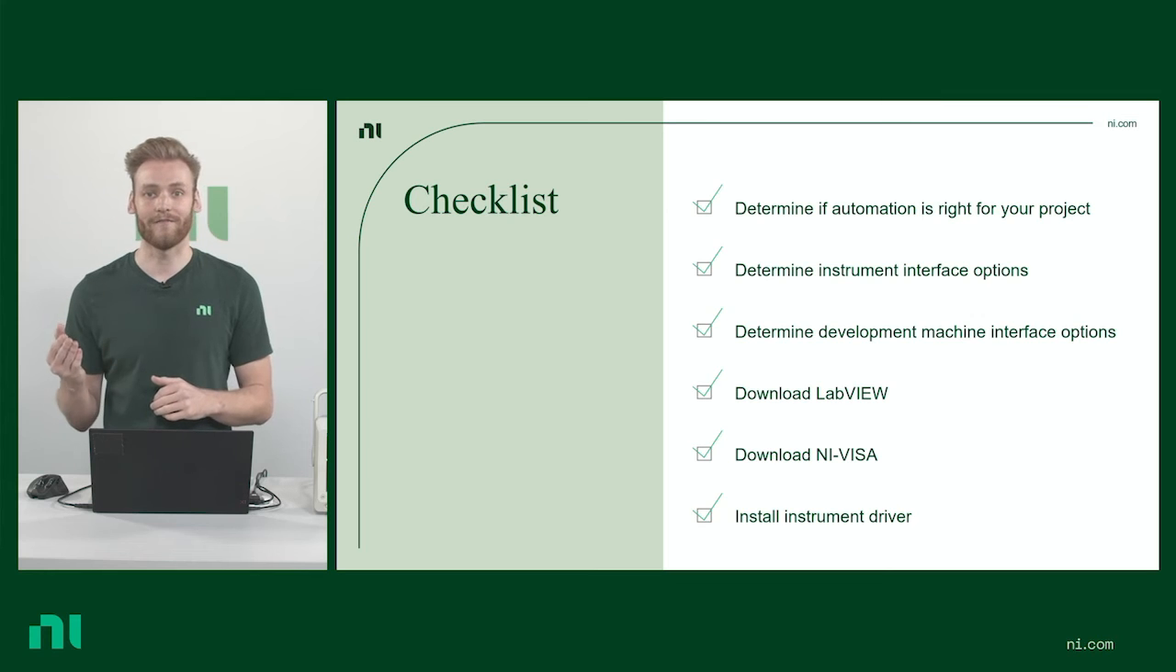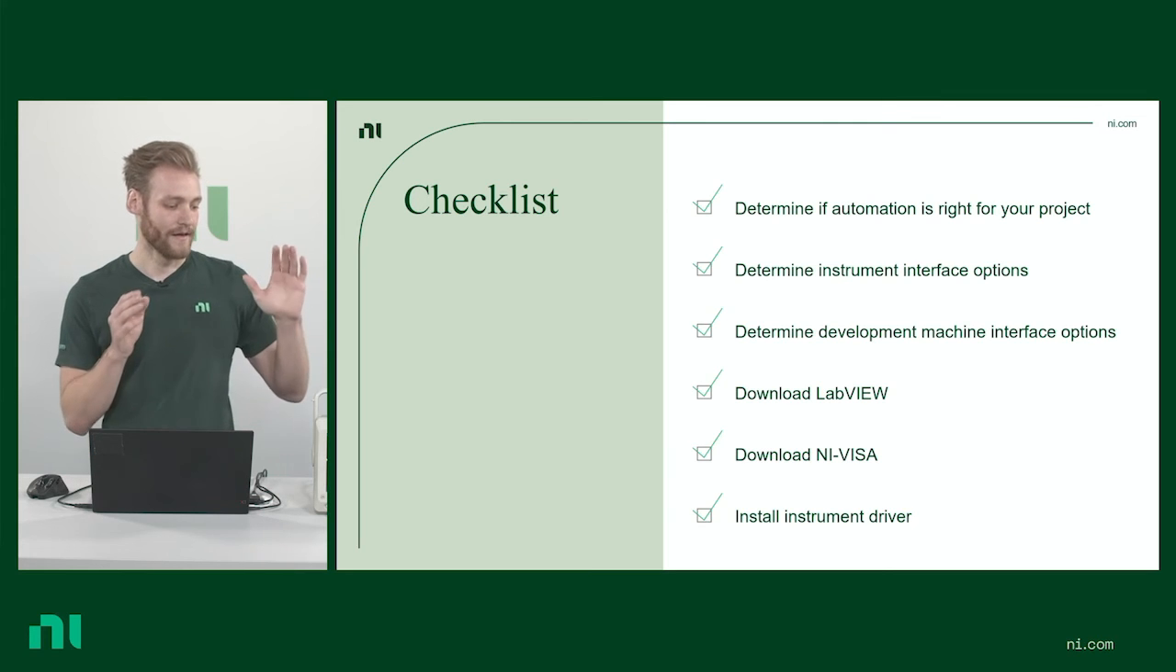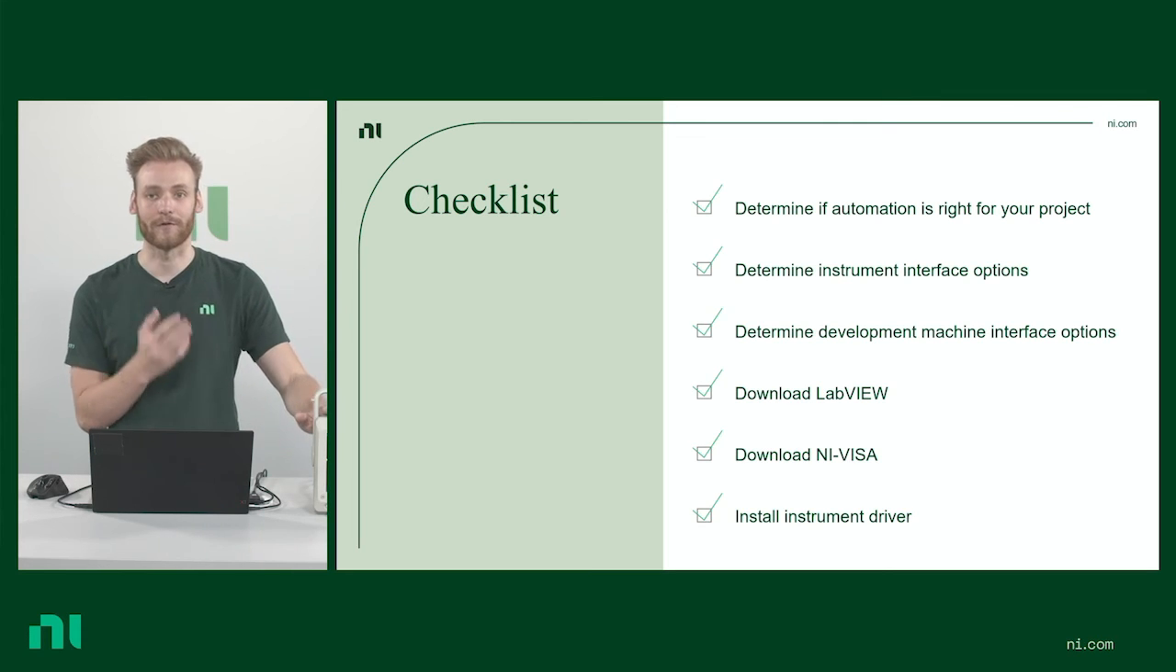So first off, like I mentioned before, you actually need to determine that automation is going to be right for your project. Not every application needs to be automated. There's a lot of situations where manual will work just fine. So first determine that. Then next you're going to have to determine how you're able to communicate with your instrument.